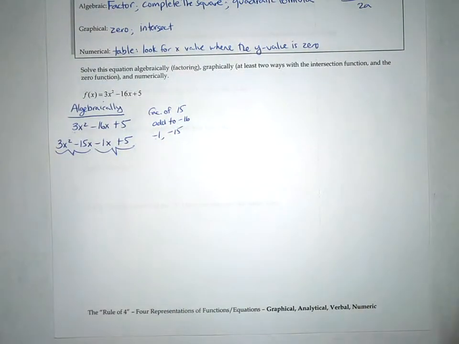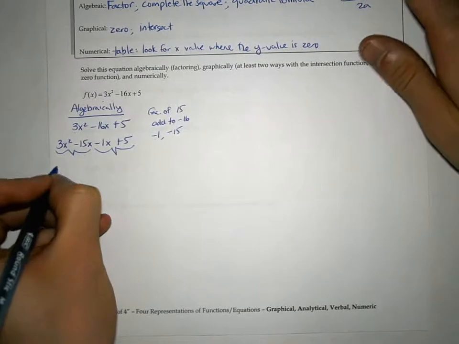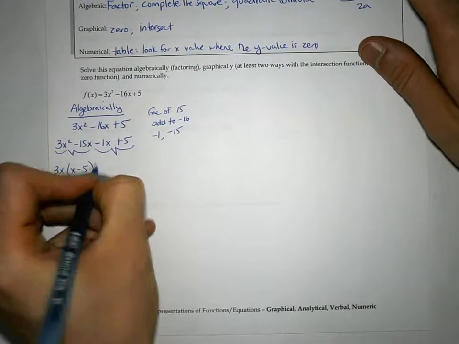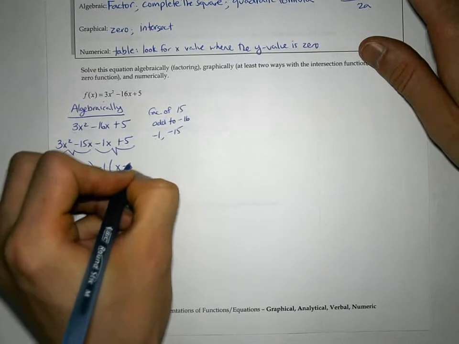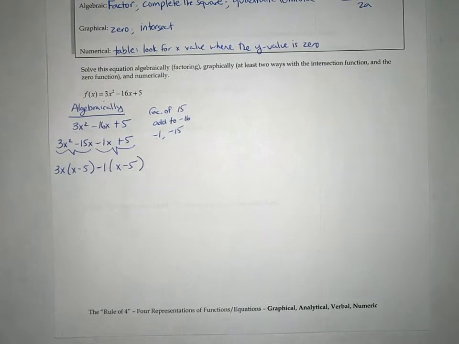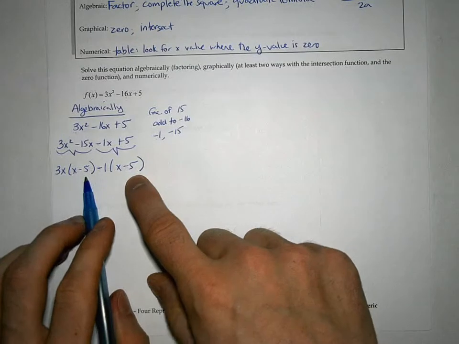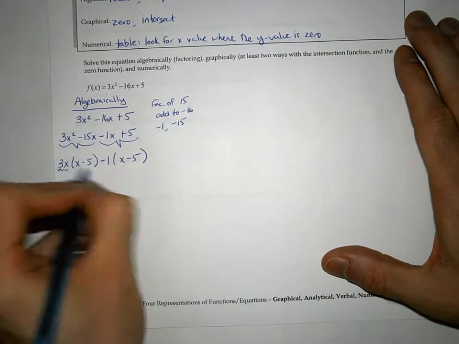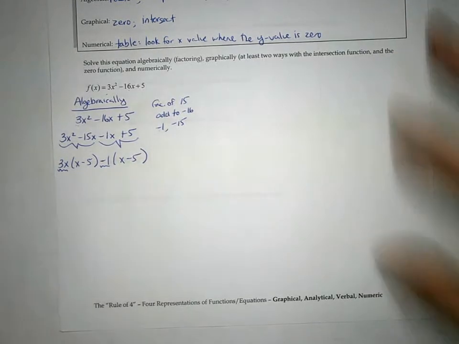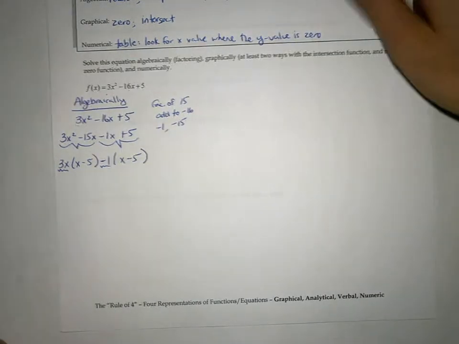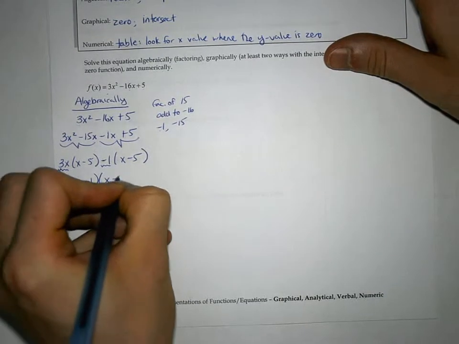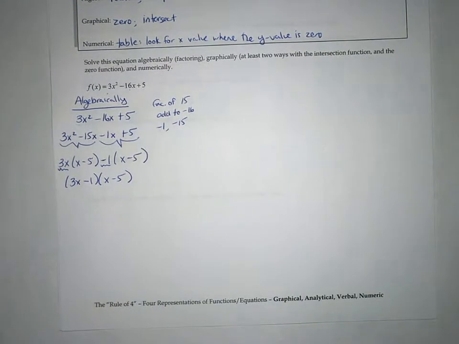What can I factor out of the first group? Well, I can factor out a 3x. I'm left with an x minus 5. In the back, I can factor out a negative 1, which then leaves me with the x minus 5. These two pieces have to be identical. I can then say my two factors, it's everything outside the parentheses that's not inside the x minus 5, and x minus 5. So 3x minus 1 and x minus 5 are my two factors.